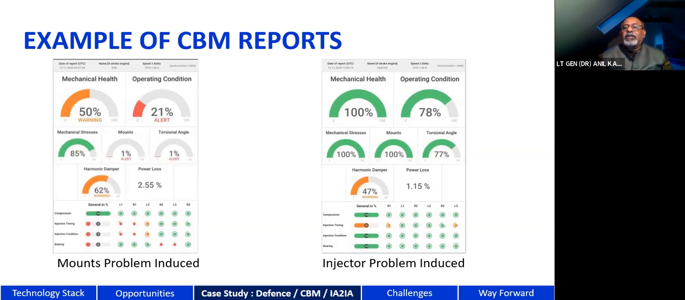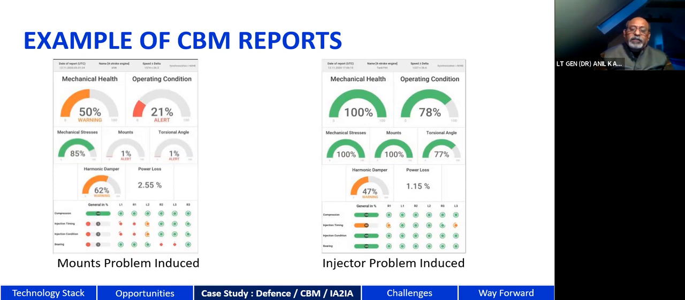The mechanical health is 100% fine. Operating condition 78%. Now imagine if in real time you were getting these indications. Before it reached 21%, you would have taken some corrective measures. Before it reached 50%, you would have taken some corrective measures. Before it reached 62%, you would have taken some corrective measures.